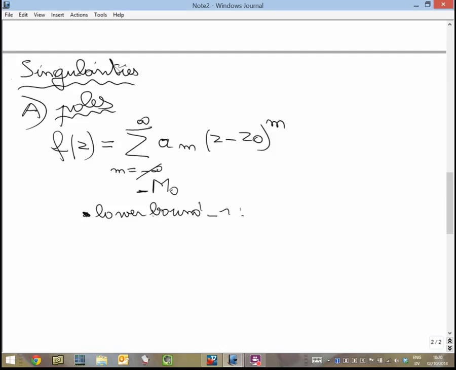So if the lower bound is minus 1, we have what's called a pole of order 1.